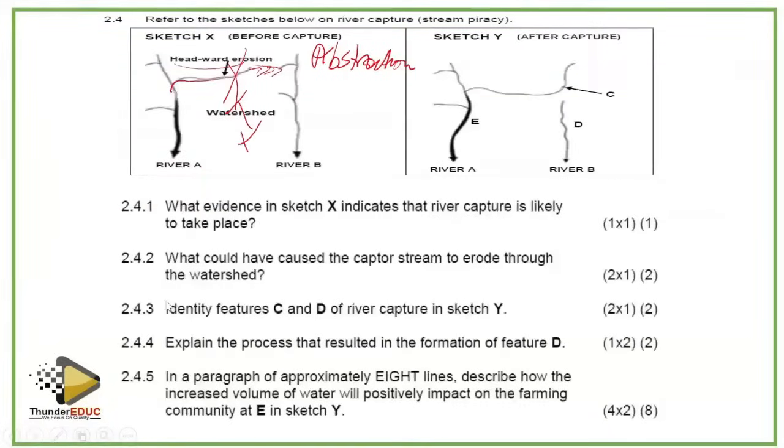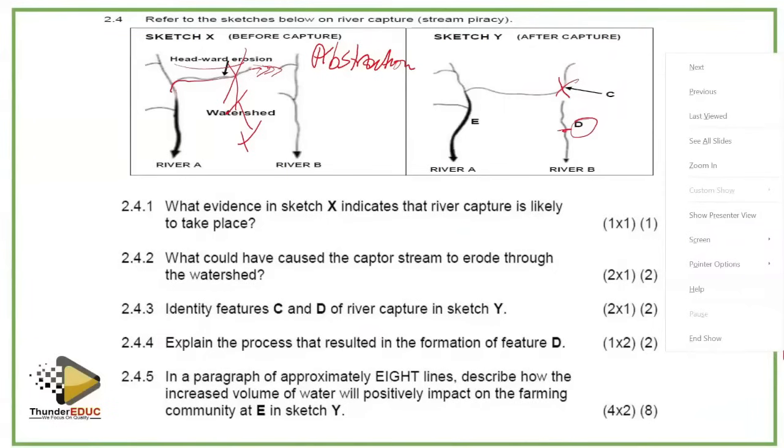Now, what's the next question? Identify features C and D of river capture in stage 1. So where is C? This is the point here, C, and this point here is D. So identify feature C. C is the elbow of capture. This is not just an elbow, it's an elbow of capture. And D is a misfit stream.